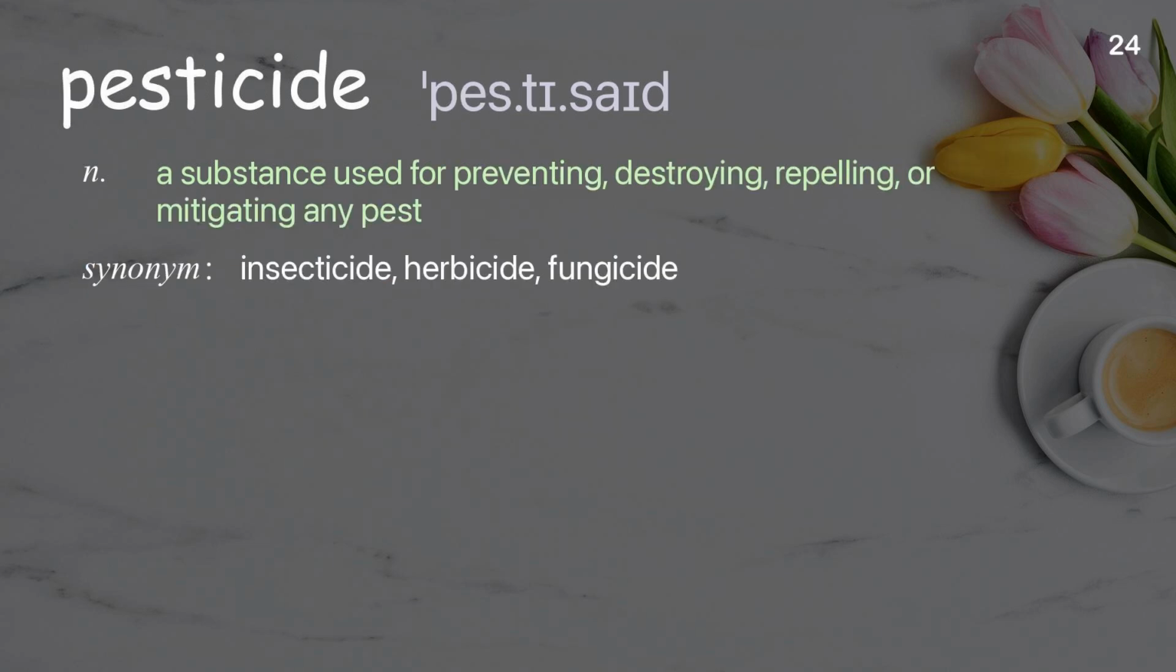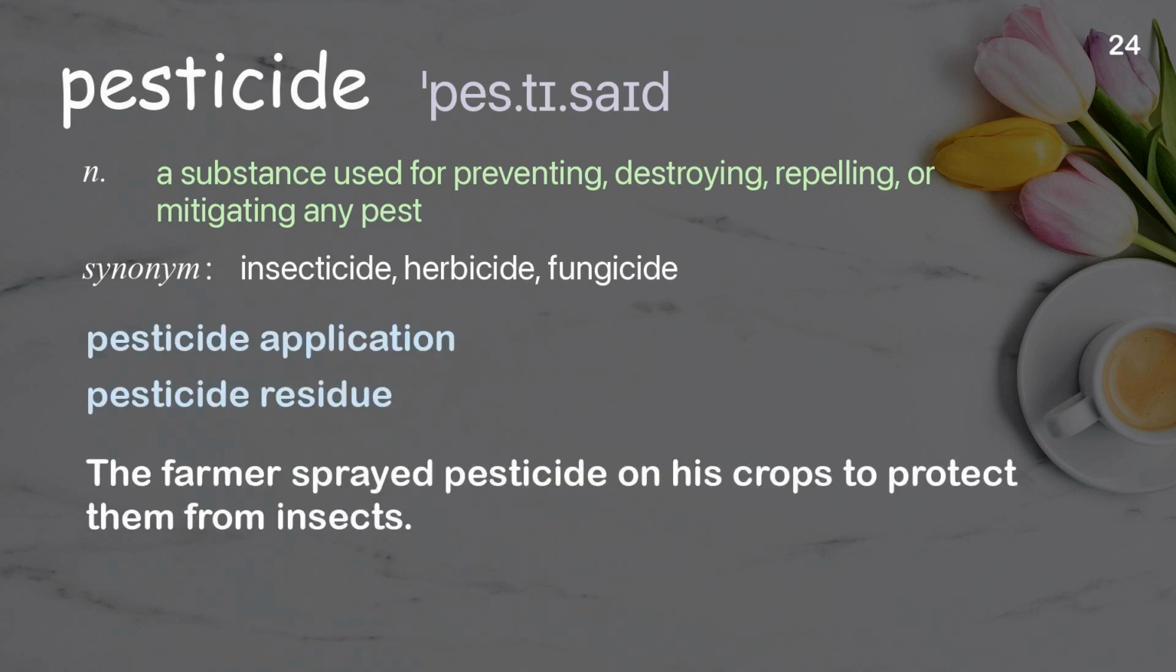Pesticide. A substance used for preventing, destroying, repelling, or mitigating any pest. Examples. Pesticide application. Pesticide residue. The farmer sprayed pesticide on his crops to protect them from insects.